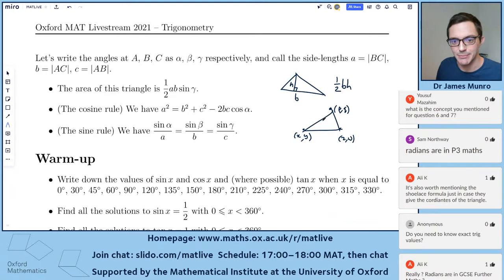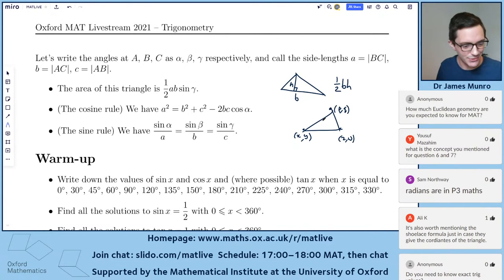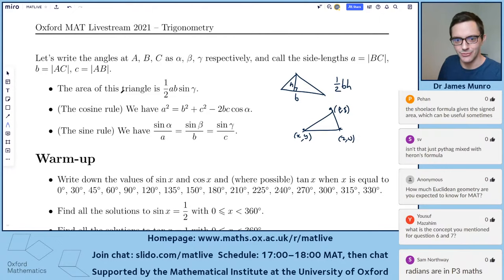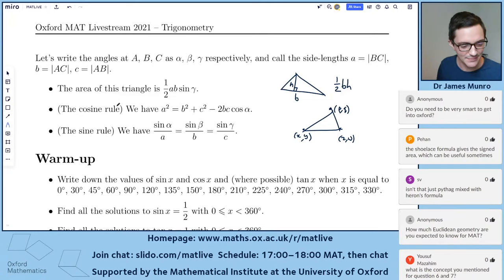Okay, how much Euclidean geometry? Here we go. How much Euclidean geometry are you expected to know for MAT? And the answer is the stuff that we just saw. This is it. You're not expected to know any more trigonometry than that. I suppose there's some geometry facts. Ah, right, so there's some basic geometry facts coming up next week. In next week's live stream, we're going to talk some geometry, some basic facts about circles. And there's a little bit coming up. If you want a sneak preview, the worksheet is on the website down there. And the MAT syllabus is in the place where the MAT syllabus is.